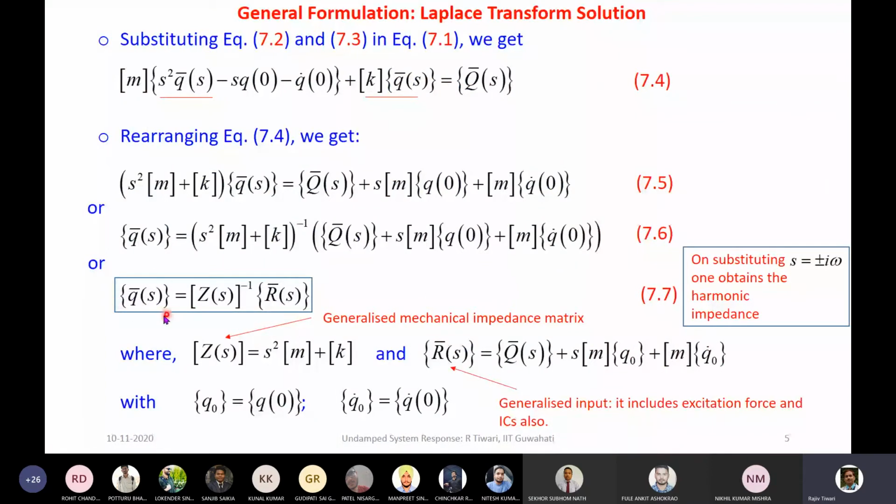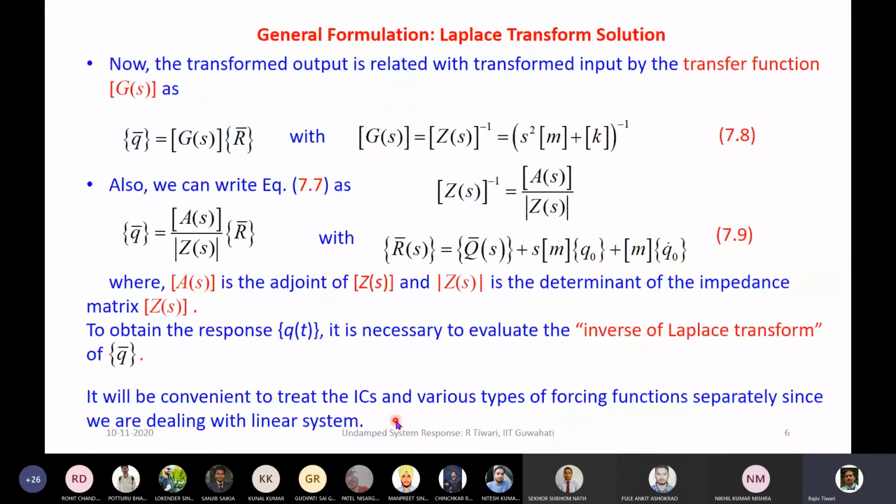We can get the displacement in the Laplacian domain, where q within bracket 0, at time 0, or the initial condition, is written as q naught. Similarly, q dot, the velocity term, q dot naught, is written. So this particular thing is in a very generalized form. Then that inverse of Z I'm writing as G(s), function of s, and G(s) we already defined here.